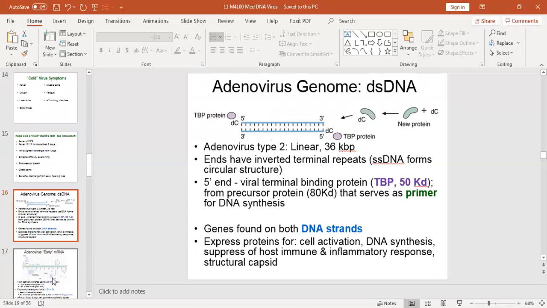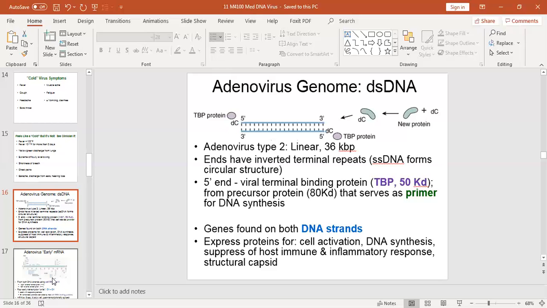At the 5' end of the genome, we have a protein, a 50 kilodalton protein called viral terminal binding protein, or TBP. TBP comes from a precursor protein that is 80 kilodalton, and this 80 kilodalton precursor protein serves as a primer for DNA synthesis.